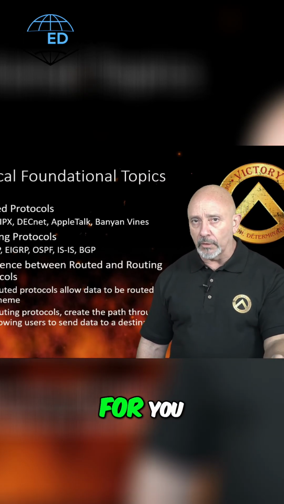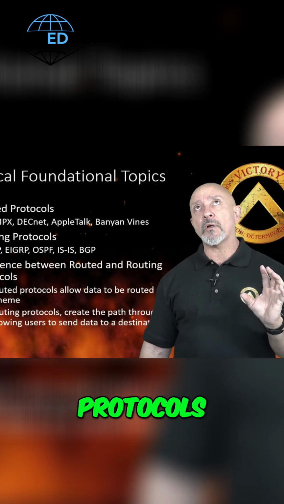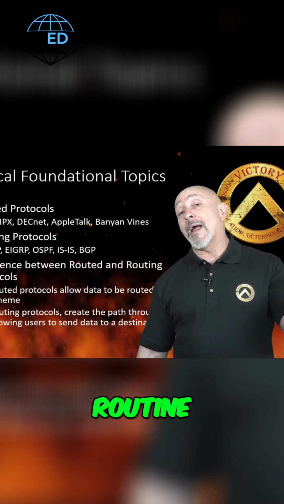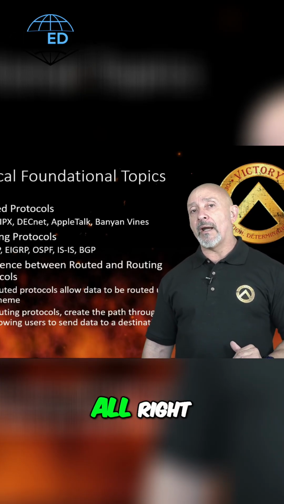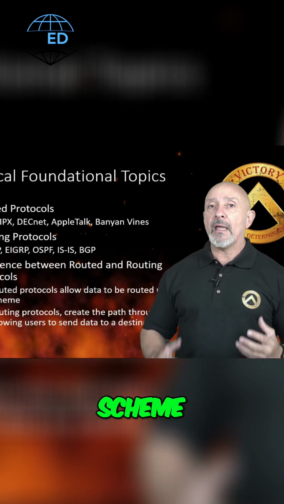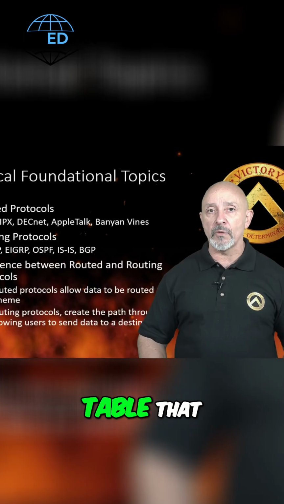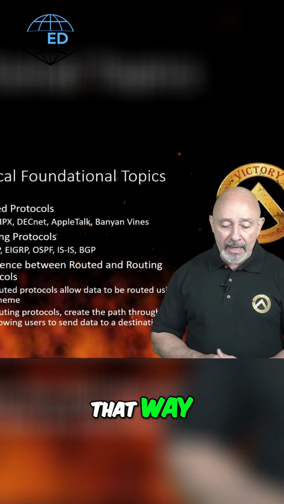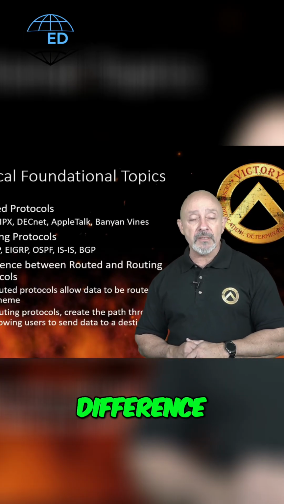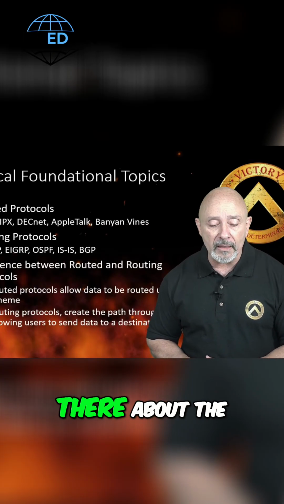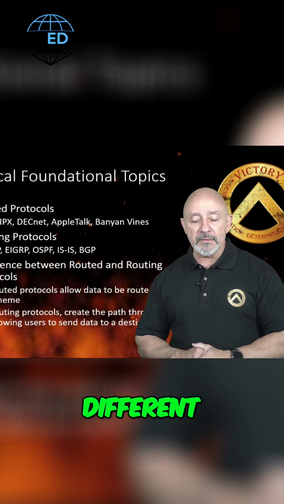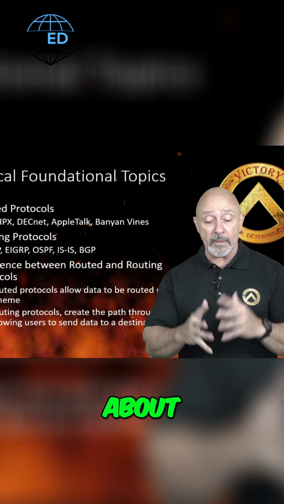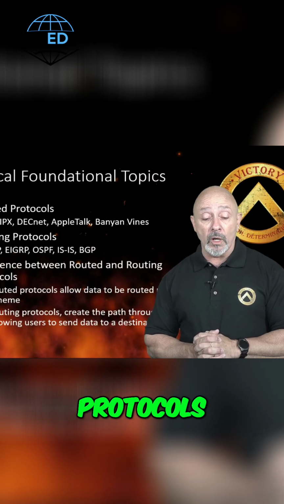So to make it simple for you, understand routed protocols, those are IPs, okay? They just sit on an interface. Routing protocols, all right, use the IP scheme in order to create that routing table that takes us where we need to go, okay? Think about it that way. And there's the definition right there about the different protocols and things of that nature between routed and routing protocols.